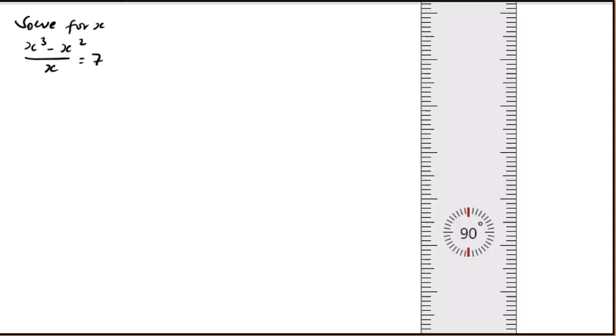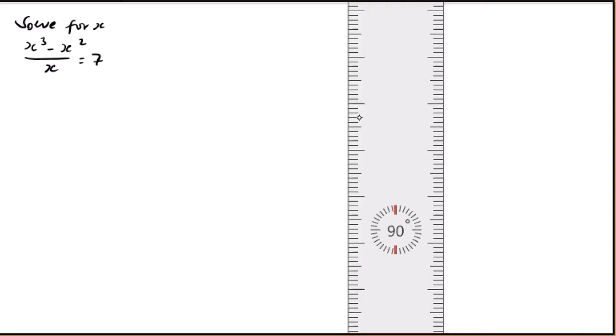Today we are having a mathematical problem that we need to solve. So here is the problem. We are told to solve for x. The problem is x cubed minus x squared over x equals 7. So that is the problem that we need to solve.